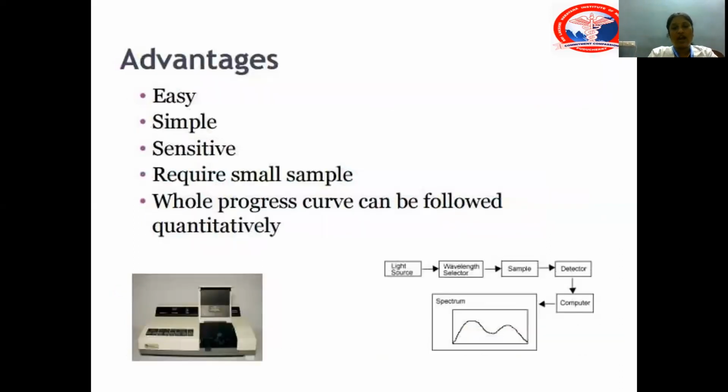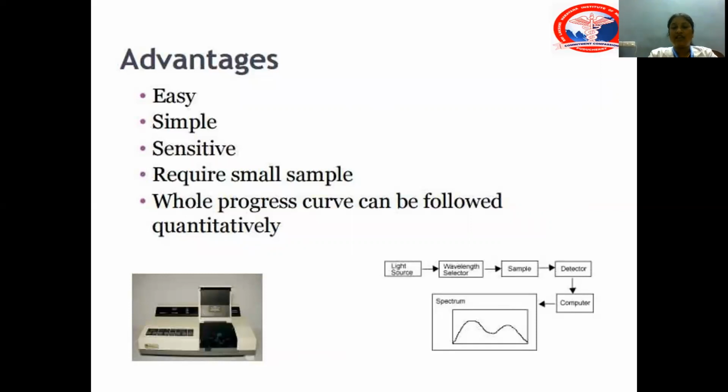Next, the advantages of spectrophotometric detection. Here you can see the picture of a spectrophotometer on the left side, and on the right side the pathway the light goes through in the spectrophotometer. From the light source, it passes through a wavelength selector where a particular or desired wavelength is selected, either in the visible range or in the UV range, based upon what we are going to measure.